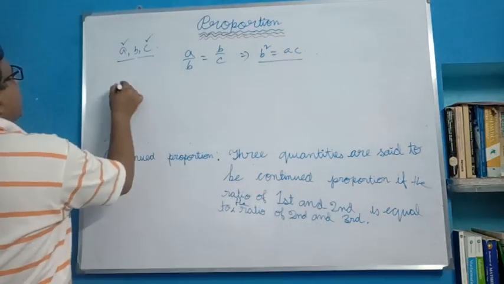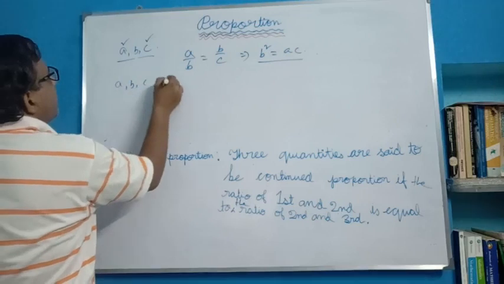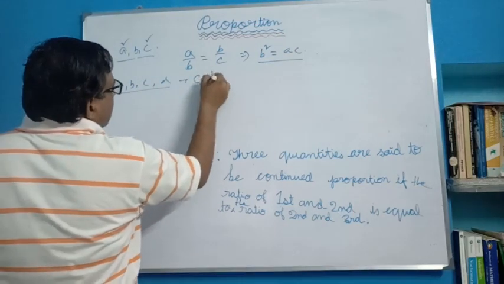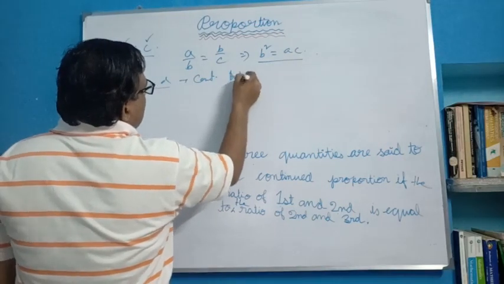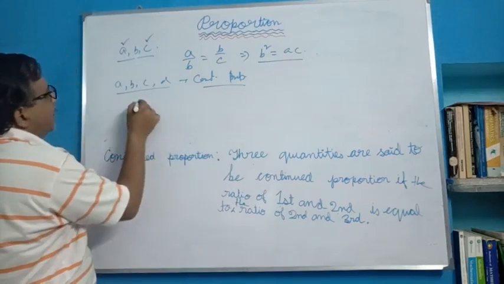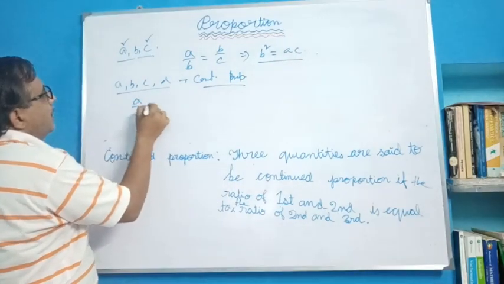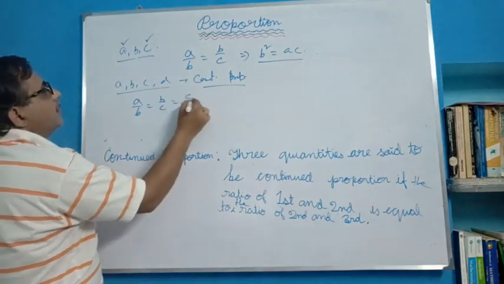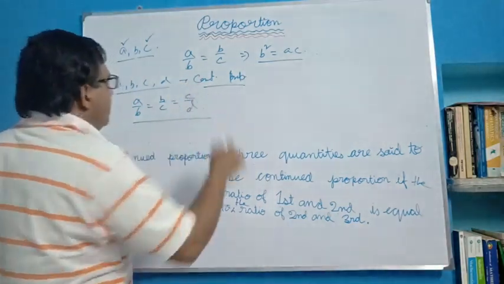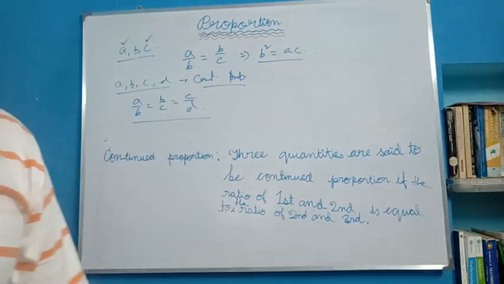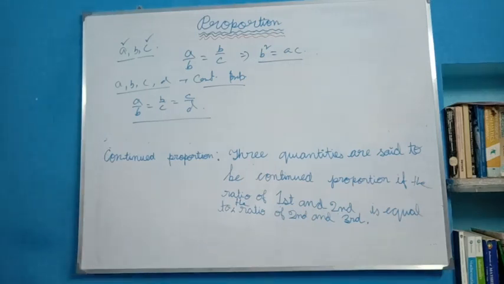If four numbers A, B, C and D are in continued proportion, then what happens? Exactly as before, A by B is equal to B by C is equal to C by D. Then A, B, C, D are in continued proportion.